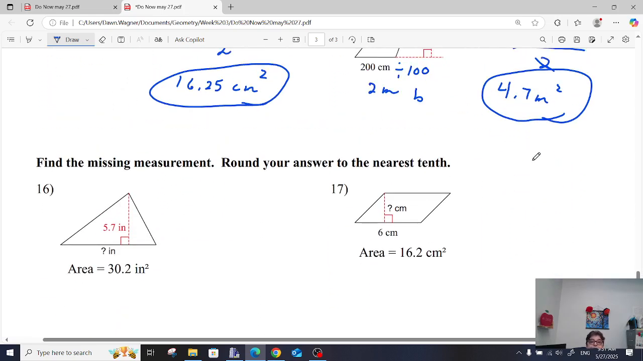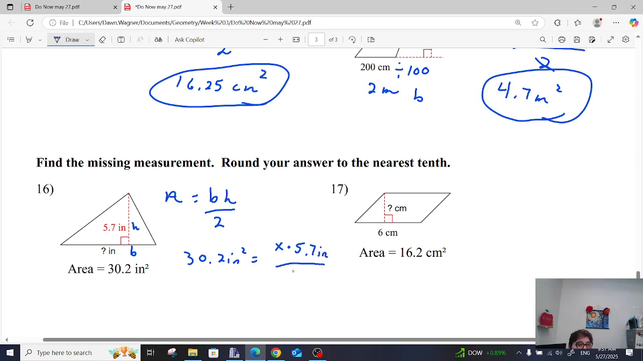Okay, in this case, we're given area and we have to solve for a side length. So what shape is this again? Triangle. So area equals base times height divided by 2. In this case, we're given the height. We're looking for the base, but we have the area. So you do 30.2 inches squared is equal to x times 5.7 inches divided by 2.